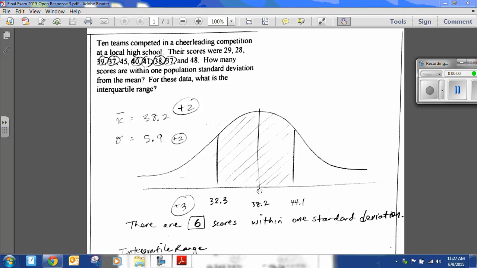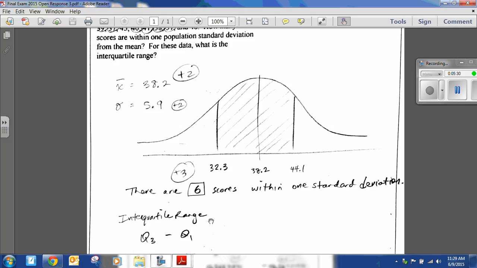So within one standard deviation means you're going to add 5.9 to 38.2 to get 44.1, and subtract 38.2 minus 5.9 to get 32.3. Now we go through and count up how many of these scores fall within one standard deviation. We have 1, 2, 3, 4, 5, 6 scores that are greater than 32.3 and less than 44.1.